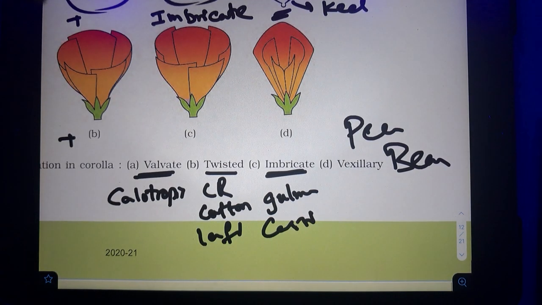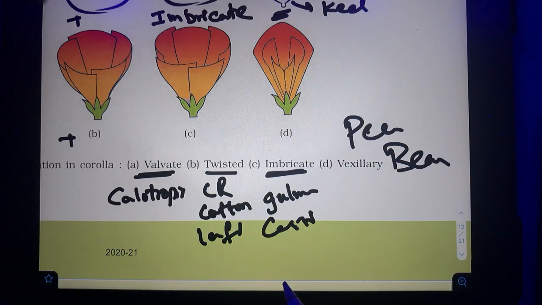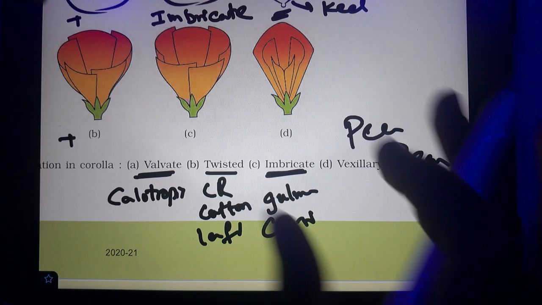Just mug up the examples first. At first learning, just mug up the examples. There are 4 types of estivation: valvate, calotropis; twisted, China rose, cotton and lady's finger; imbricate, gulmohar and cassia; vexillary, pea and bean.